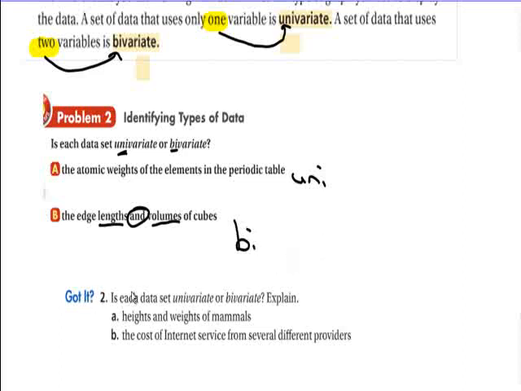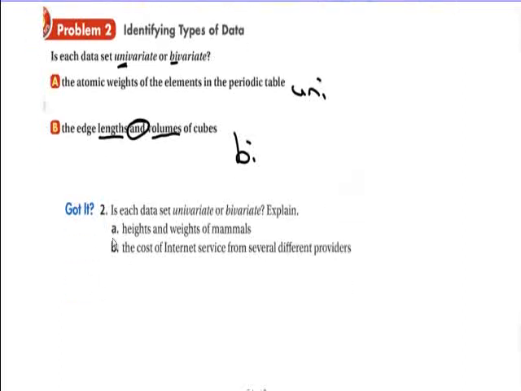So we want to make sure that we have this idea. Is each set of data univariate or bivariate? Explain. So we have the same thing. The heights and weights of mammals. Heights and weights is bivariate, and by saying heights and the weights, that's how we get that. So I'm good with that as an explanation.